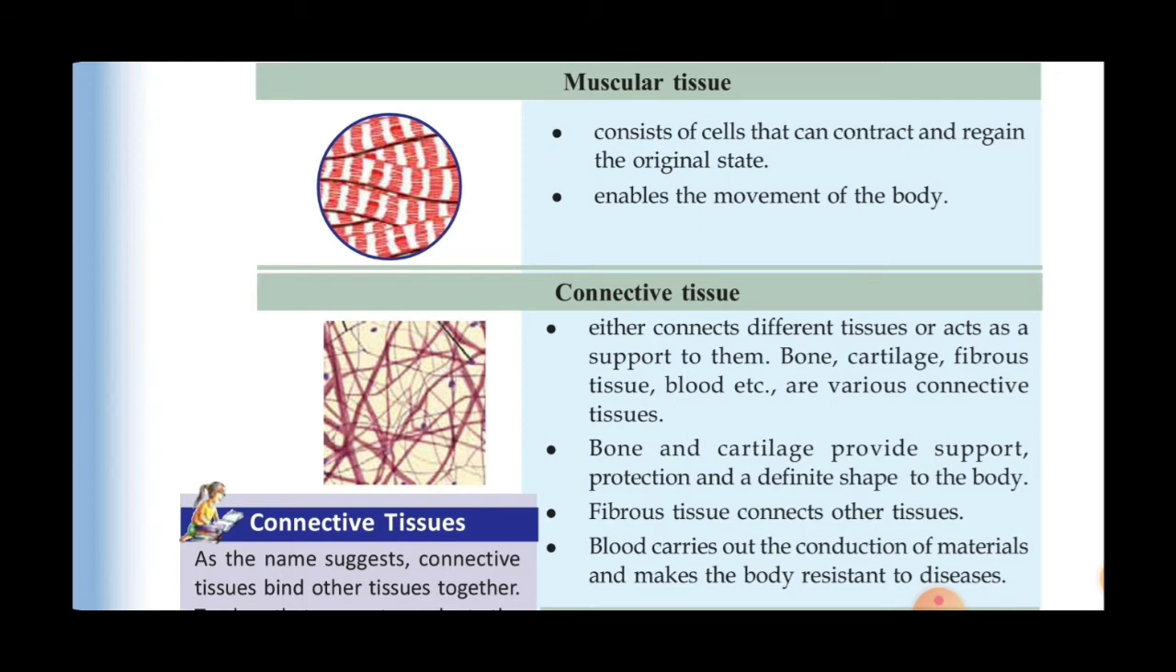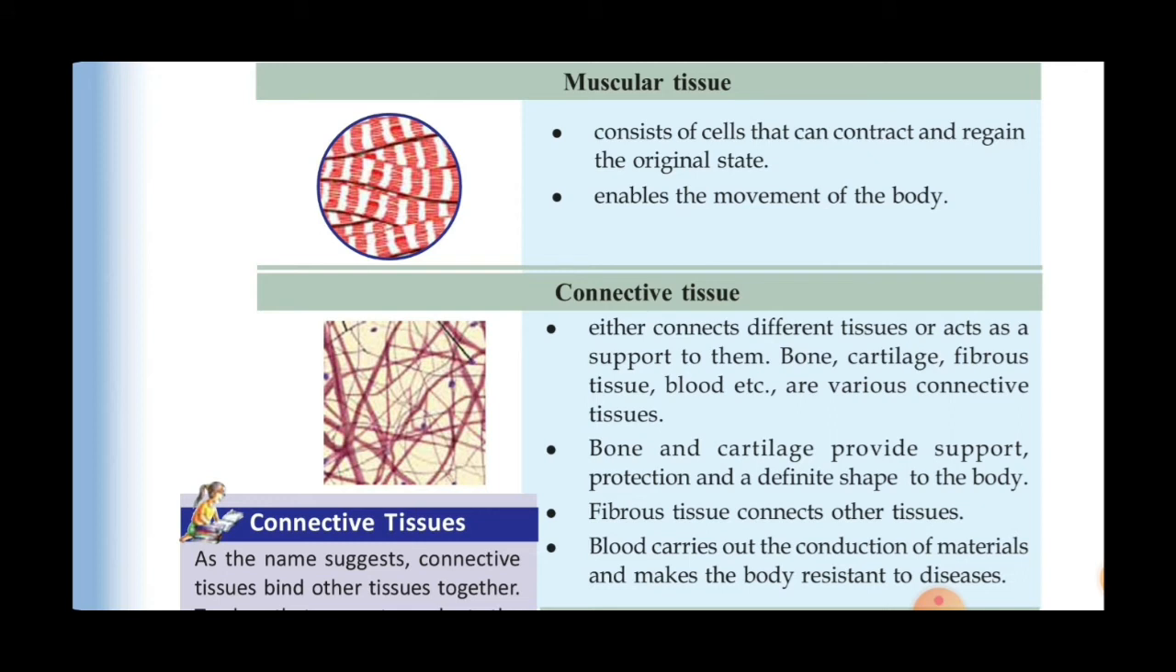Next, third one, muscular tissue. It consists of cells that can contract and regain the original state. The cells of the muscular tissue can contract and relax. They enable the movement of the body. Their main function is movement of the body. That much only, so 2 points. Complete sentences you don't need to study. The cells of muscular tissue can contract and regain. Then it helps the body to move.